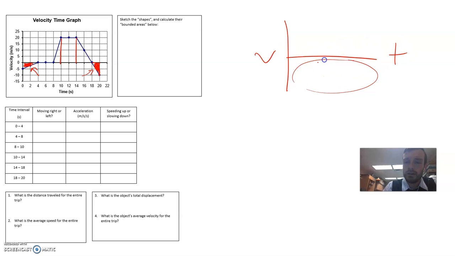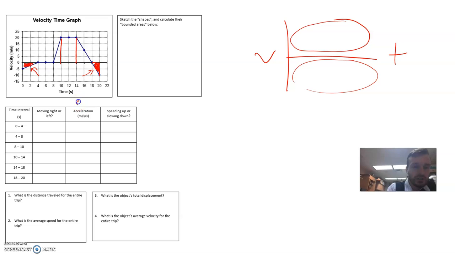So here are some things to consider. Are you moving to the left or to the right? Well, remember, on a VT graph, if you have any values down here, negative velocities, you're moving to the left because negative velocities would be moving to the left. And if you have any positive values, you'd be moving to the right because positive values on a VT graph mean that you're moving to the right. So when it says moving right or left, you just check that out. Now, of course, some of them might be neither, or you might be not moving at all.